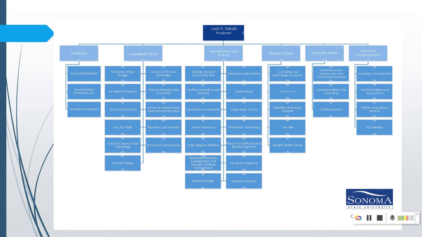Here is Sonoma State's structure, and this you can later look at in my PowerPoint. But what I want you to notice here is you have the different divisions. You have from the left auxiliaries to academic affairs to administration and finance to student affairs to university affairs to university development. And without going into a lot of detail, the point I want to make is in the human resource model and the quality circles, if you will, what began to occur, for example, were quality circles would be meetings up and down within administration and finance.